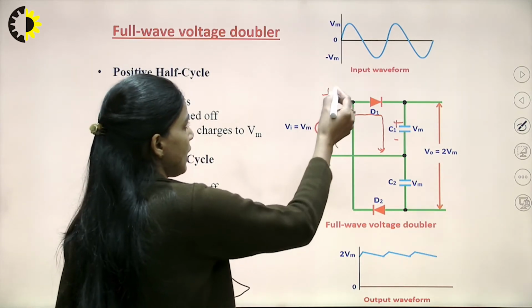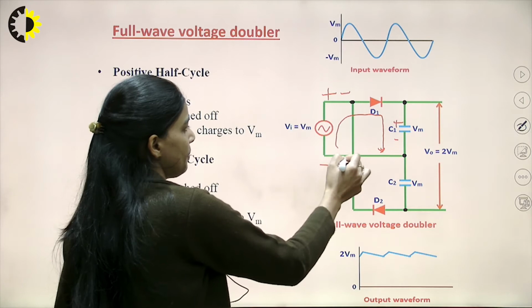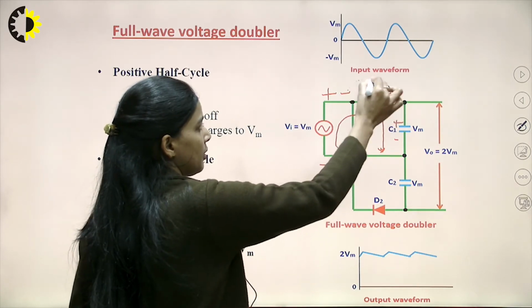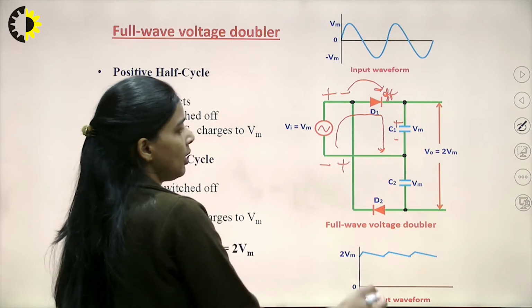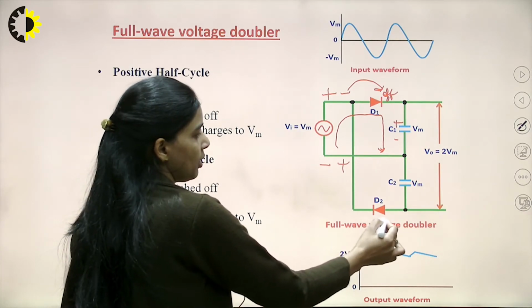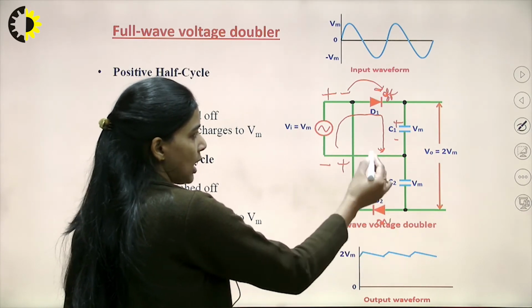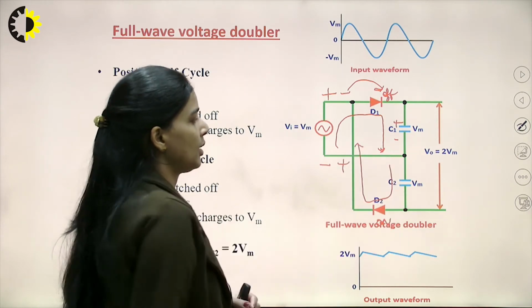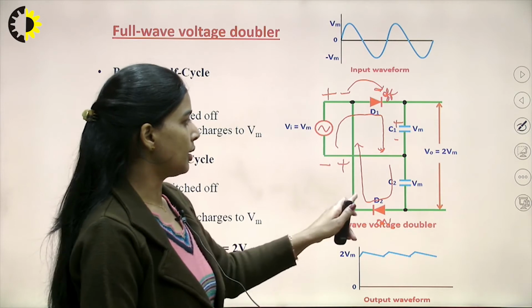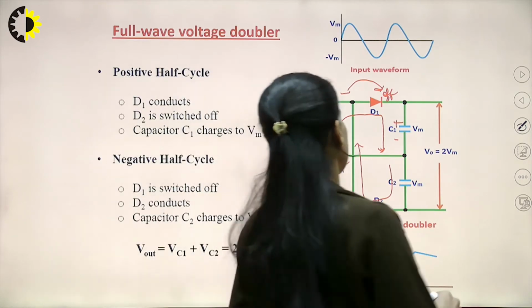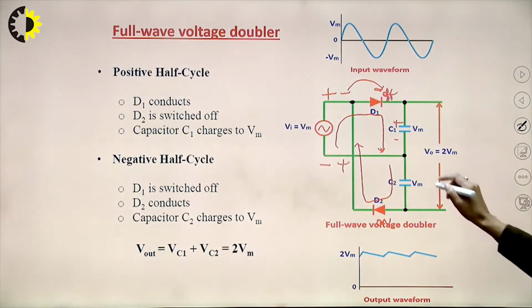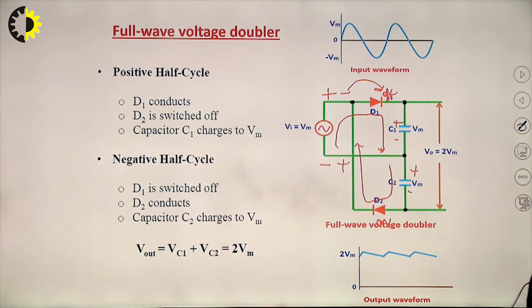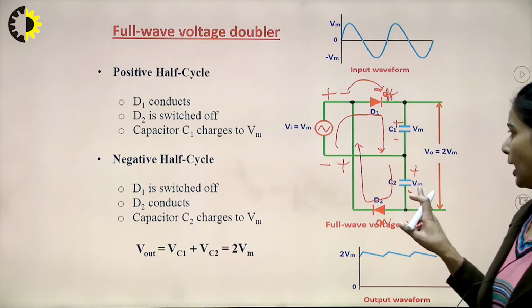During the negative half cycle, when the negative cycle appears, then this diode D1 will be off and D2 will be on. So, now the current will follow this path. Diode D2 is on, and through the flow of current through diode D2, this capacitance C2 will get charged to the voltage value Vm.